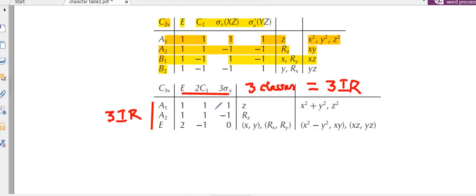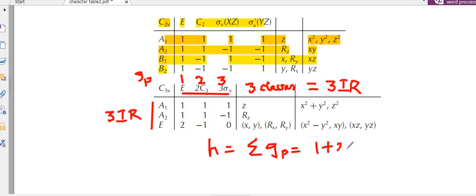Similarly, if you come to the C3V point group, the gP values, or the number of operations in a class, are 1, 2 in this class and 3 operations in this class, and h will be equal to summation gP, so that will be 1 plus 2 plus 3, the sum of these quantities, which is equal to 6 once again.